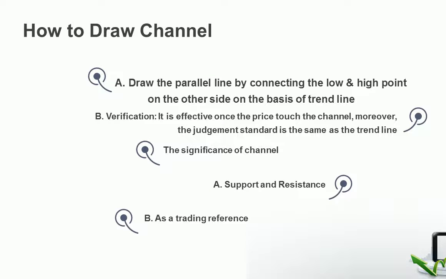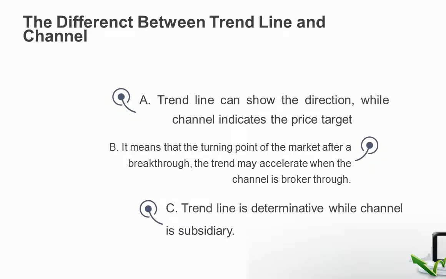Draw the parallel line by connecting the low or high point on the other side on the basis of trend line verification. It is effective once the price touches the channel. Moreover, the judgment standard is the same as the trend line. The significance of channel: support and resistance, and as a trading reference. Okay, so we can know the difference between trend line and channel. Trend line can show the direction, while channel indicates the price target. So this is the difference.